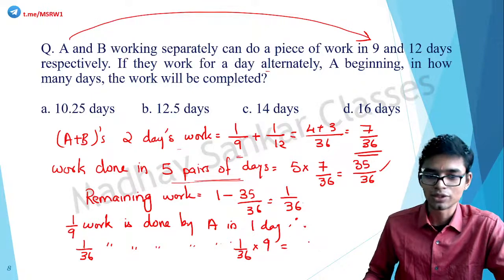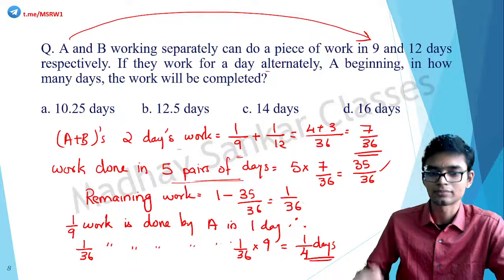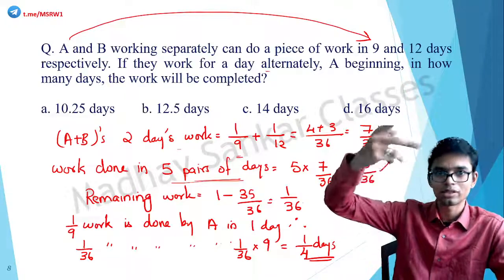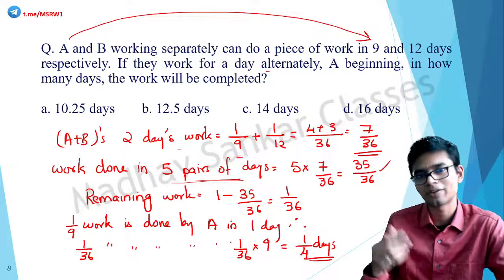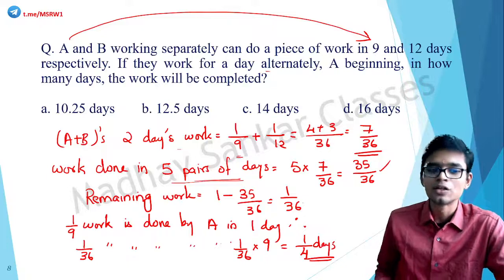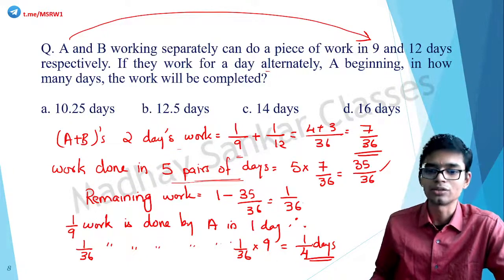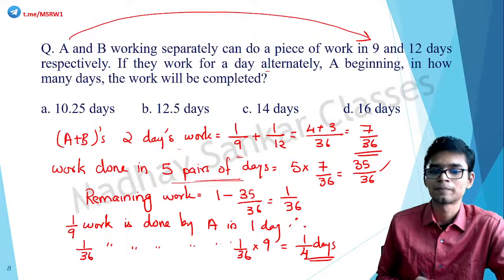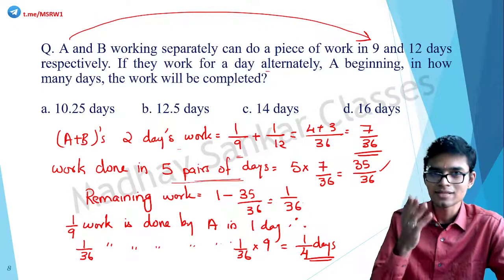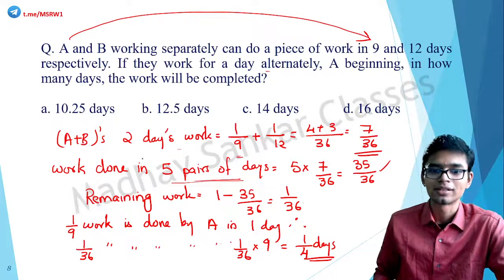Alright, so this is equal to 1 by 4 days. Division means multiplication by the reciprocal. I have said that again and again. So 1 by 9th of the work is done by A in 1 day. So 1 by 36 is done in how much time? It is 1 by 36 into 9, which is equal to 1 by 4 days. Correct? That means 0.25 days, quarter days.